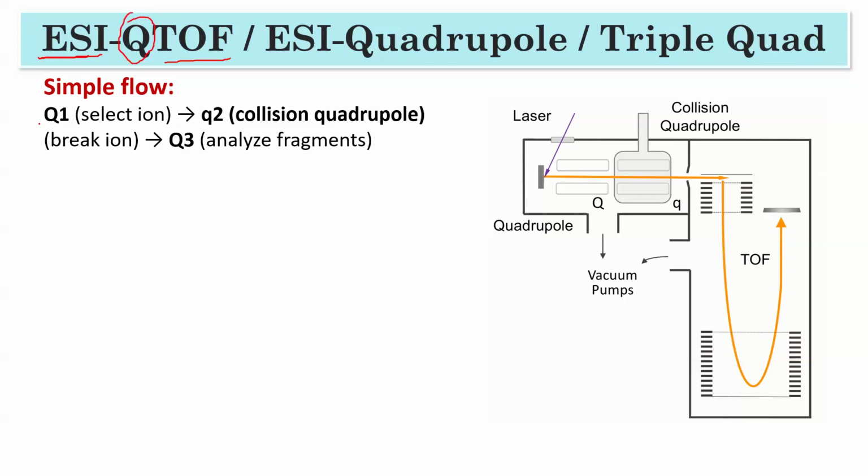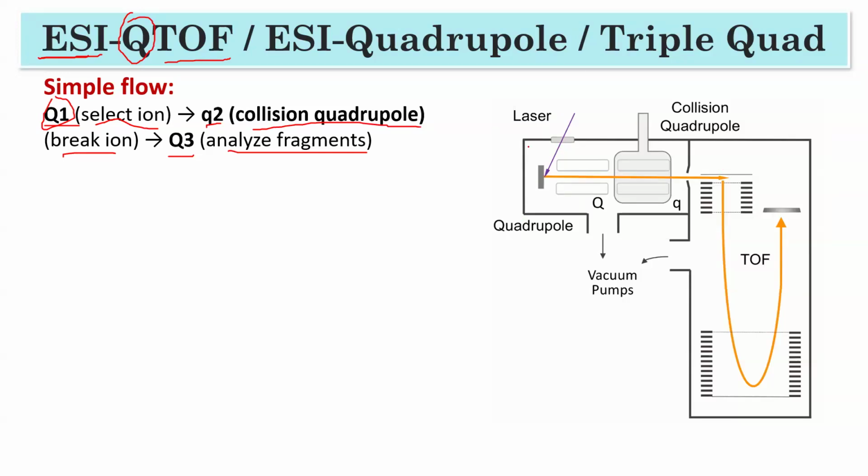So let's see. Q1, any quadrupole, is selecting the ion. Q2 is called the collision quadrupole, which will break the ion. And Q3 analyzes the fragments. So it may be confusing, so let's look at the figure.